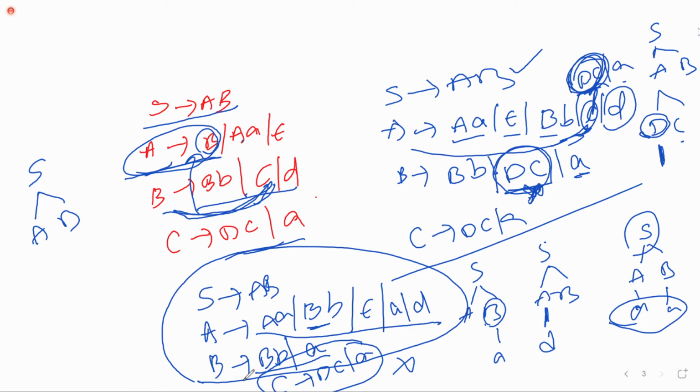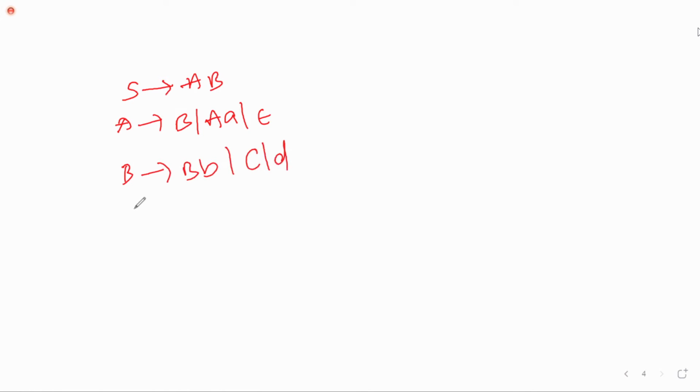Okay, once again I'm explaining the problem. Same problem I'm considering. S tends to AB, A tends to B or AA or epsilon, B tends to BB or C or D, C tends to D, C or A. This is the given grammar.